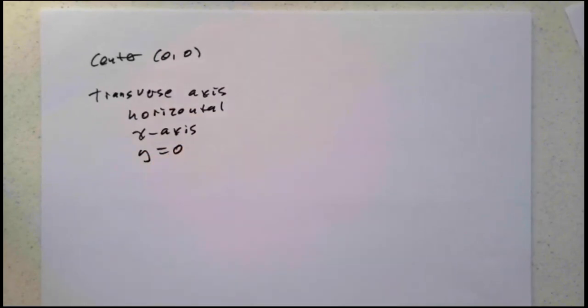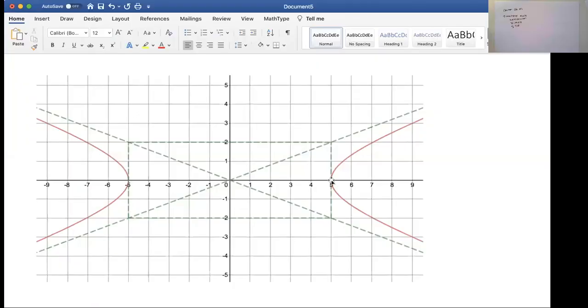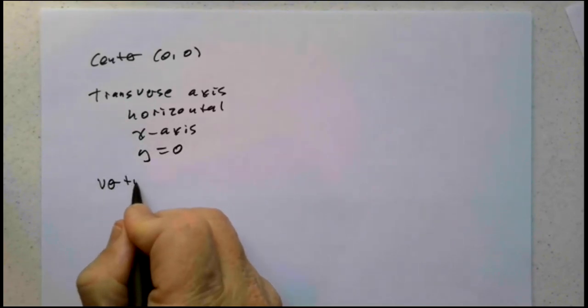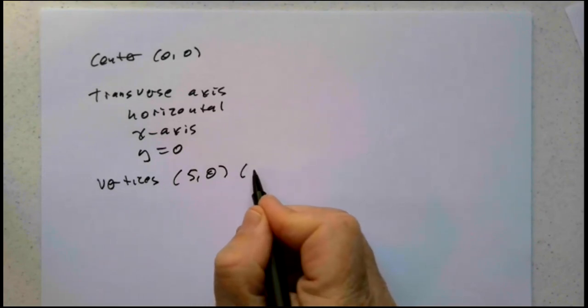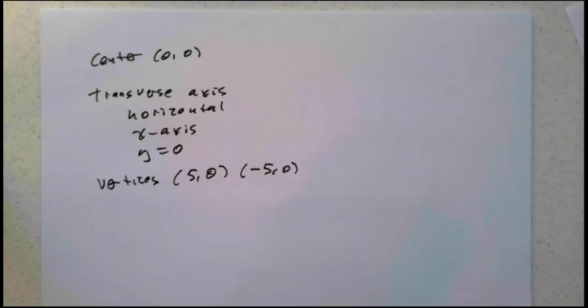Now you know that the vertices live on the transverse axis. So where are they? Here is a vertex at (5, 0), and there is a vertex at (-5, 0). So that helps us determine where the transverse axis hits the hyperbola. So vertices (5, 0), (-5, 0). So our span in x is going to be 5.